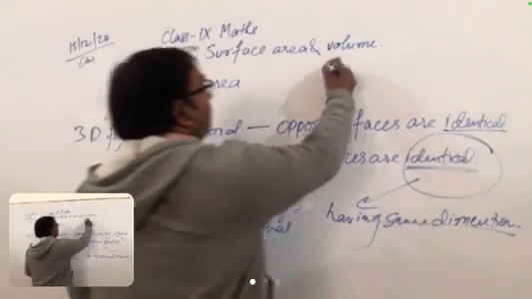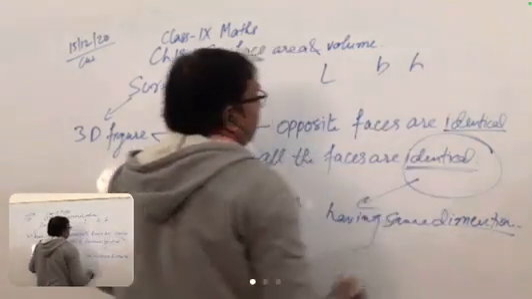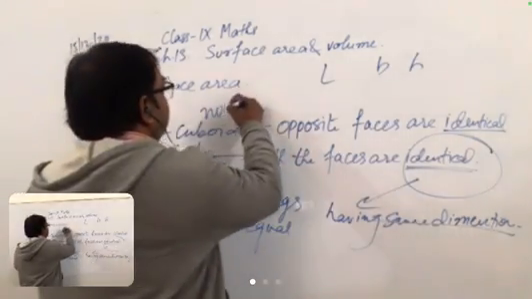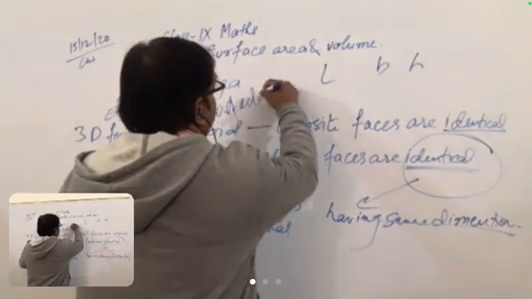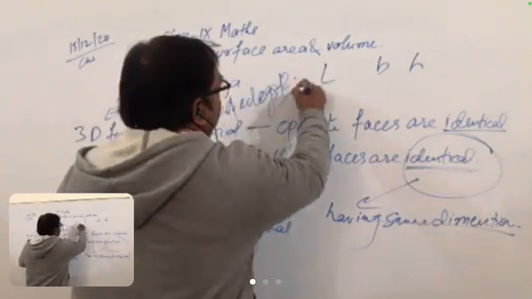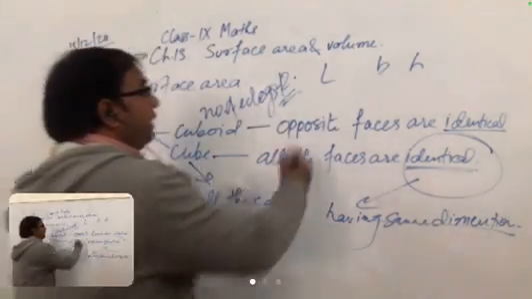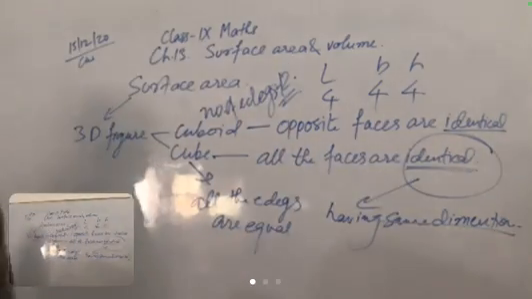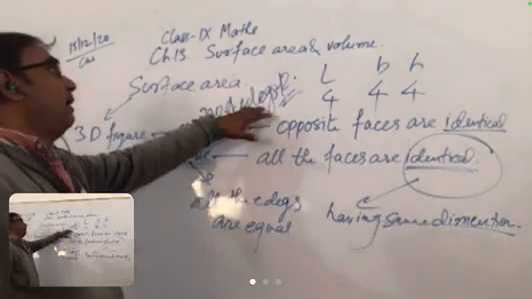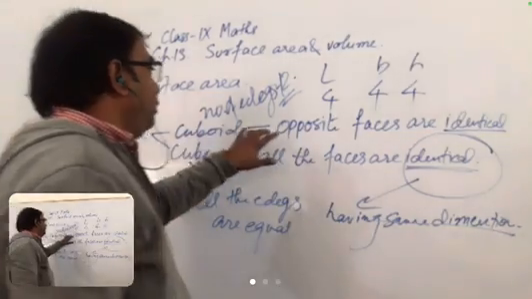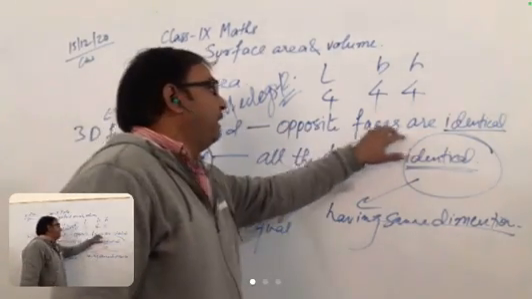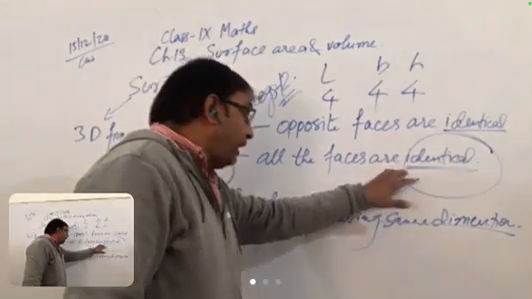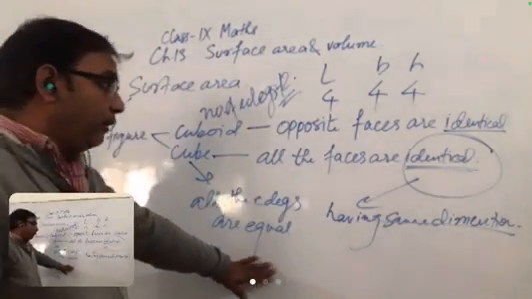If we are talking about length, breadth and height, how many edges are there? The number of edges is 12. It means there are 4 lengths, 4 breadths and 4 heights. Is it clear? That is why in a cuboid the opposite faces are identical, and in a cube all the faces are identical because all the edges are equal.